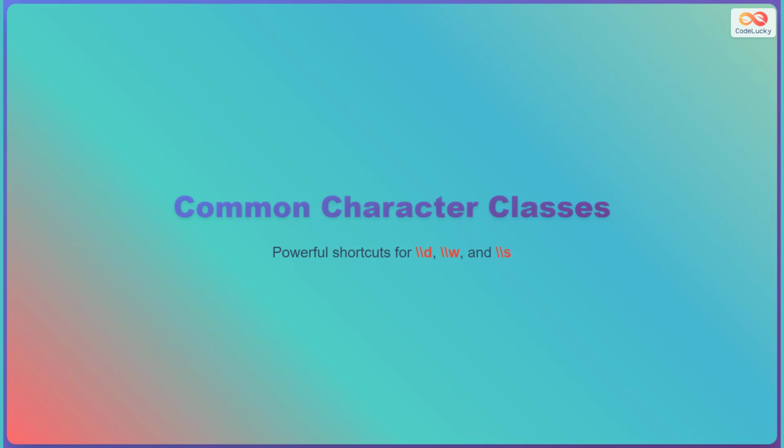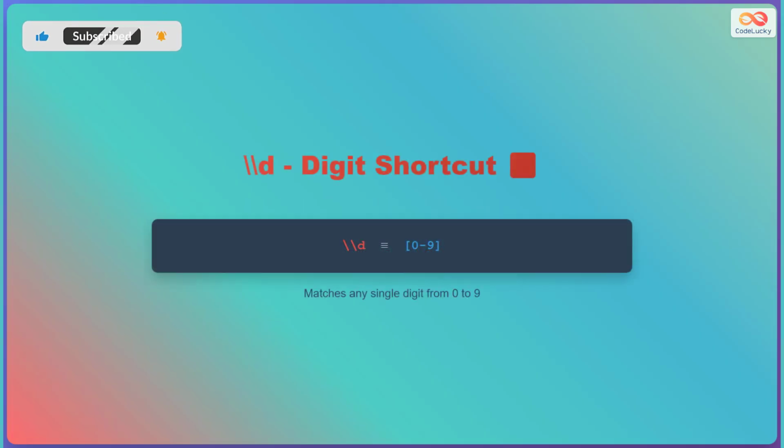In this video, we are going to explore common character classes. Specifically, we will learn about the powerful shortcuts \d, \w, and \s. Let's start with \d. \d is a shortcut that is equivalent to the character set 0 through 9. So \d matches any single digit from 0 to 9.